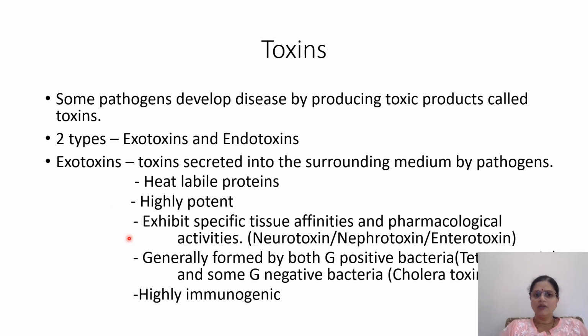Now, there is another character about exotoxins, that is, they exhibit specific tissue affinities and pharmacological activities. What is meant by this? That is, these toxins, when they are released by the pathogen, will go and bind to specific tissues in our body. For example, neurotoxins will go and attack mainly the neuron cells. Whereas nephrotoxins will attach themselves to the kidney cells. Enterotoxins will attach themselves to the intestinal epithelial cells.